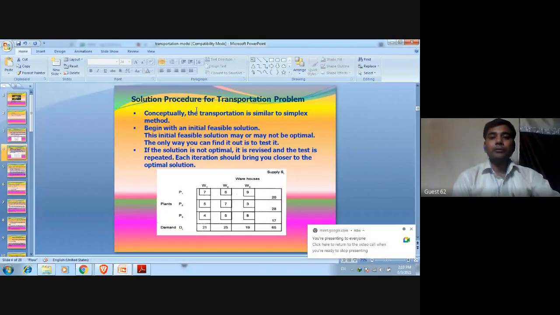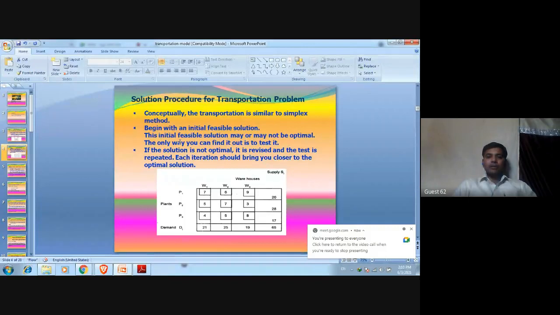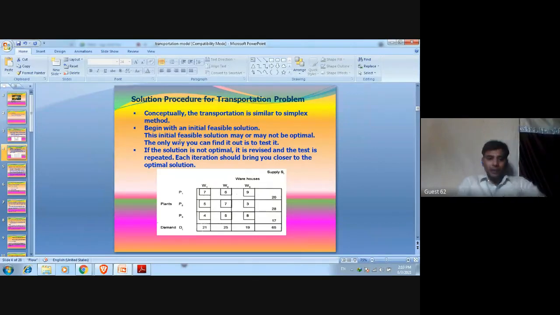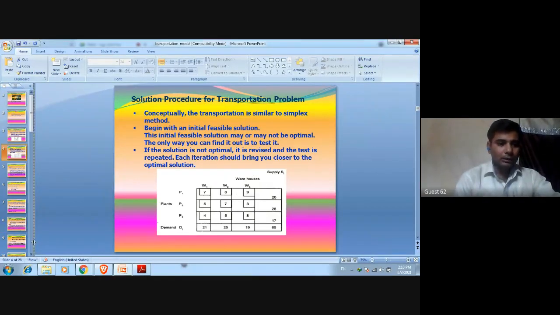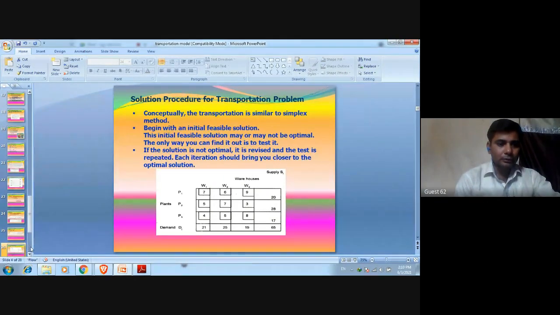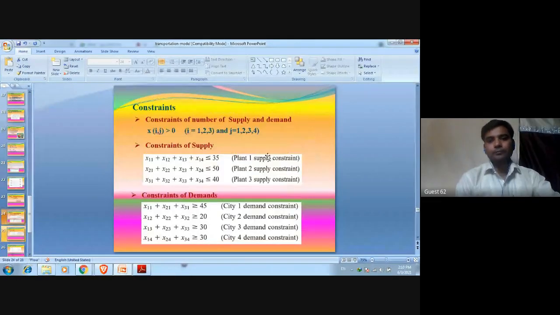Solution procedure for transportation problem. Conceptually, the transportation problem is similar to the simplex method. In the previous lectures, I have also told you that transportation is a special kind of linear programming. So here, conceptually, transportation is similar to the simplex method. Let us see how. In the next slide, I'm showing you this.